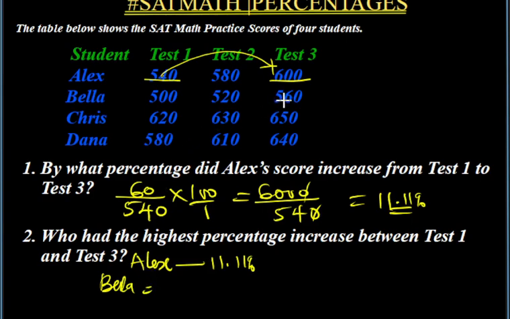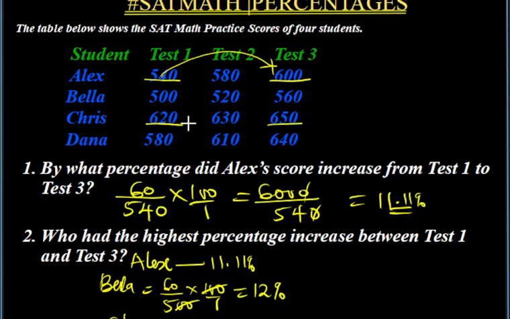Then for Bella, the increase is 60. So we'll do 60 over 500, 60 over 500 times 100 over 1. We cancel this, 60 divided by 5 is 12%.